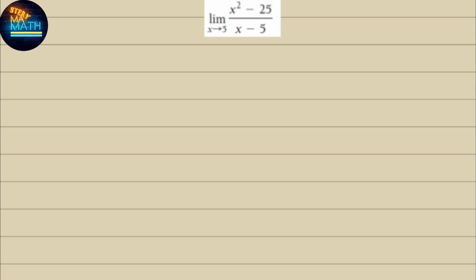Another example. Find the limit as x approaches 5 of (x squared minus 25) divided by (x minus 5). Now let's try the direct substitution. Now here it is equal to 0 over 0, right? So let's try the second solution, which is factoring.